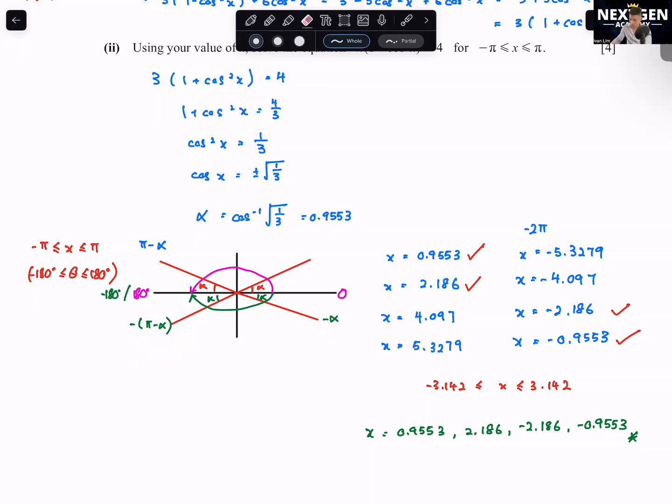Oh, you put 3 significant figures, correct. Yeah, let's put it in 3 SF. 0.955, 2.19, 2.19, 0.955.